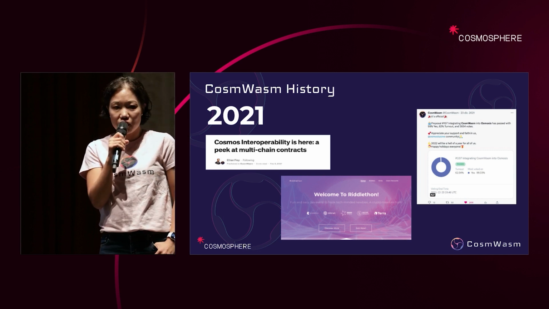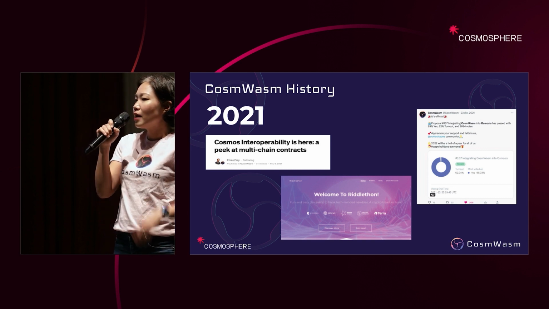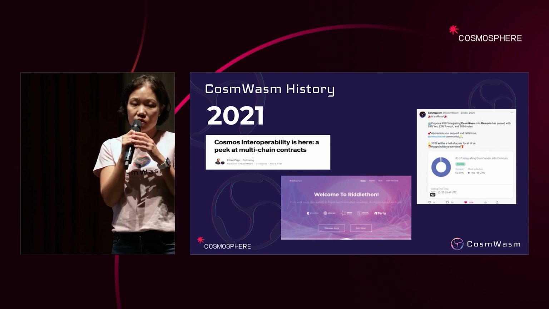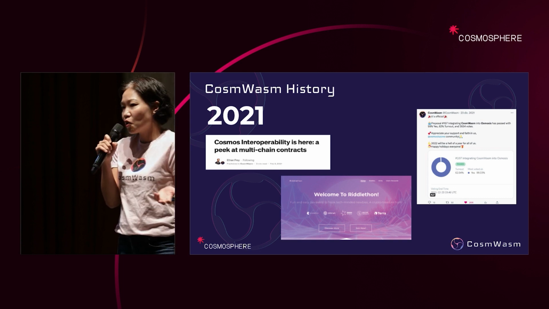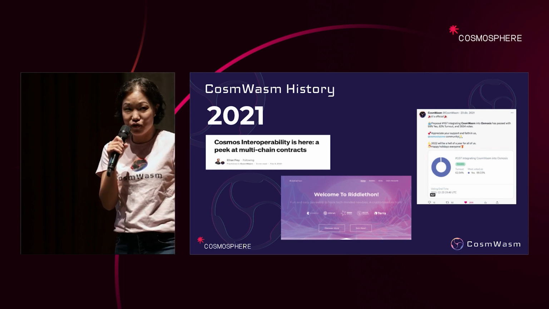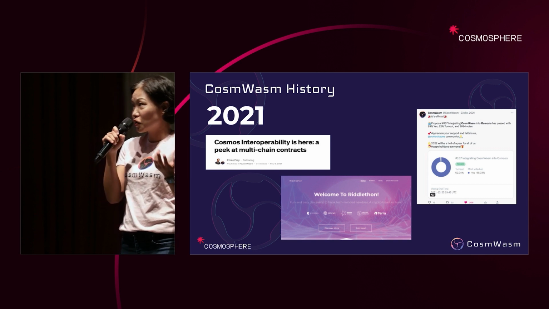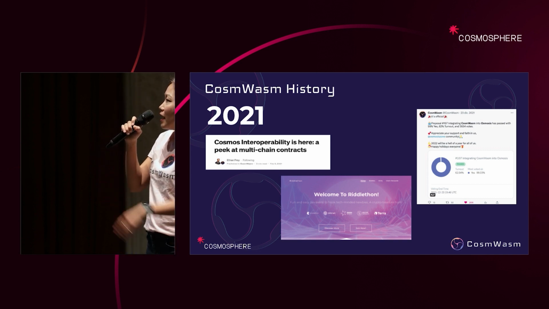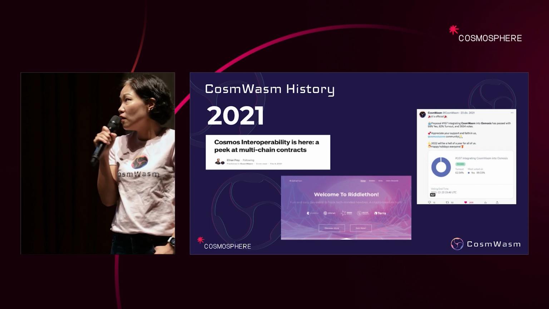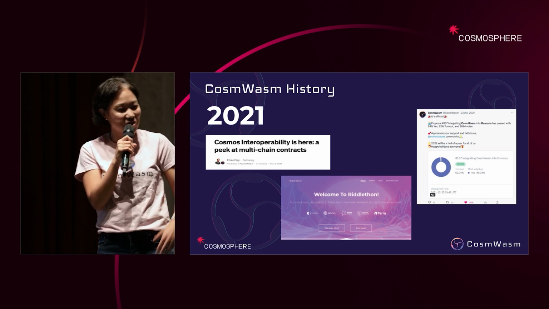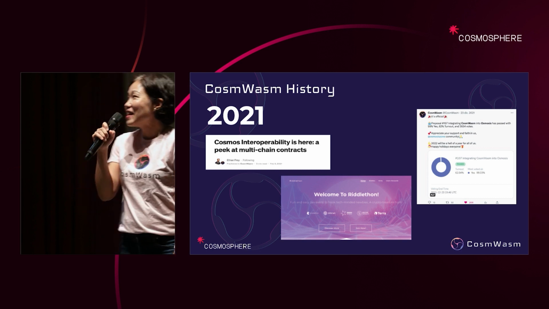Next page, please. In 2021, in January time, I think, the Cosmos standard for blockchain interoperability, IBC, was finally launched. And right after, the IBC-enabled CosmWasm smart contracts implementation was done. So it opened up the multi-chain future. It was a very historic moment. And in continuation with our DevRel activity, we did the first Riddleton. It was Orkun's perfect idea.